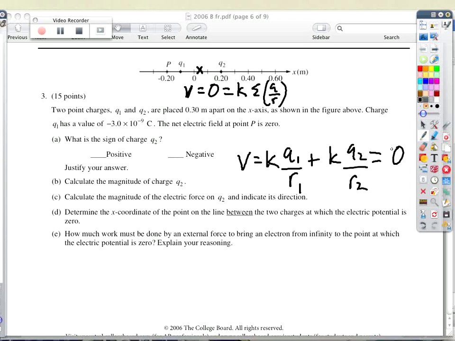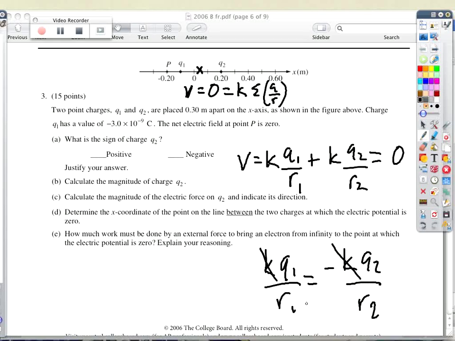So once again, we get this same thing. K Q1 over R1 is equal to negative K Q2 over R2. K's cancel, and we're stuck. What do we do? Because we have two variables. Do those 2 variables relate in any way? Because we need another equation. How does R1 and R2 relate?